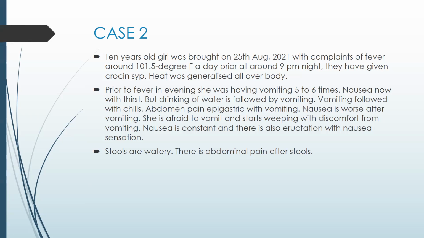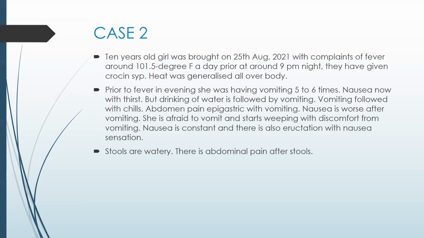So vomiting does not relieve the nausea of the child. She is afraid to vomit and starts weeping with discomfort from vomiting. So nausea is constant and there is a lot of irritation with the nausea sensation. Stools are also watery and there is abdominal pain after stool. So from these symptoms, it is a clear-cut case of gastroenteritis with fever.